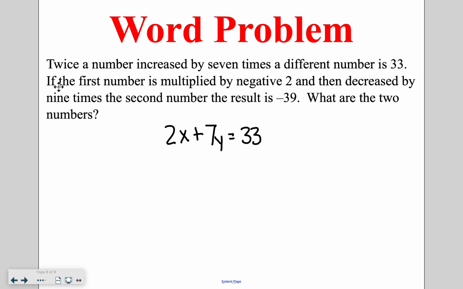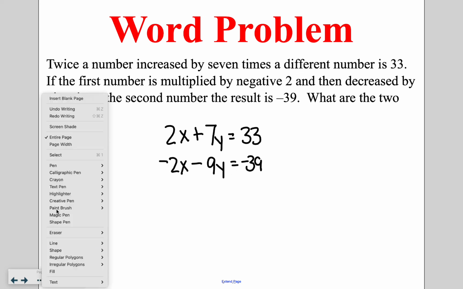Then it says if the first number is multiplied by -2, so our first number was x, so now I need that to be multiplied by -2, and then was decreased, so subtraction, by 9 times the second number, so subtracting 9y, the result is now -39. What are the two numbers? So I have my first equation from the first sentence and second equation from the second sentence.